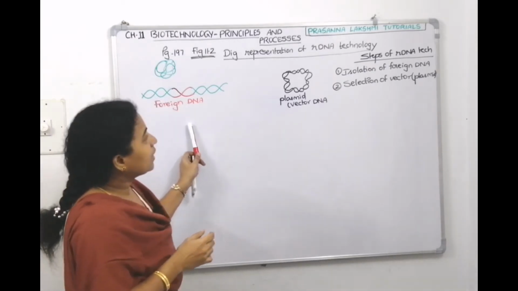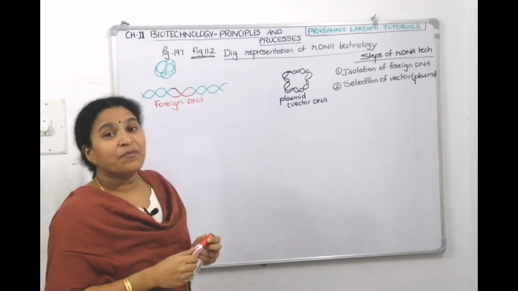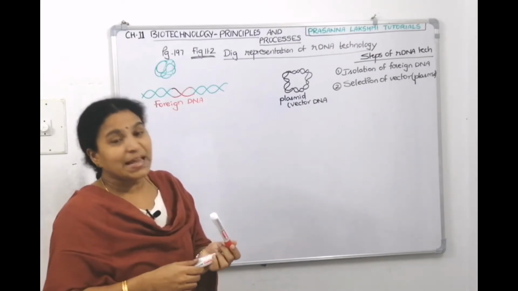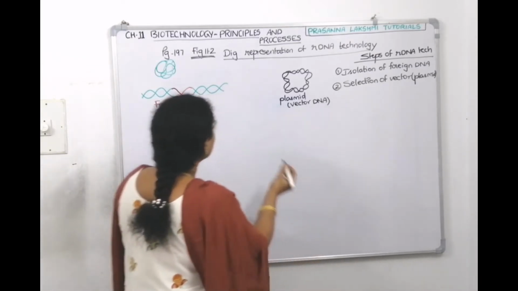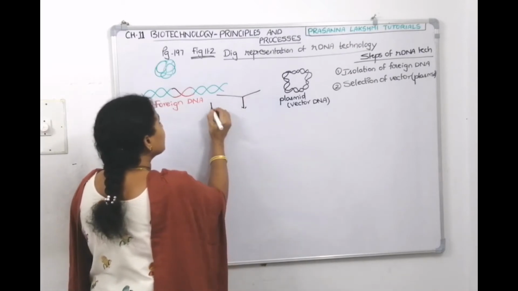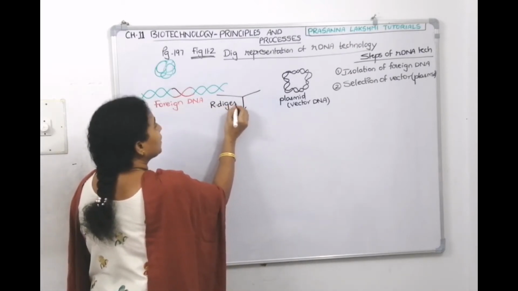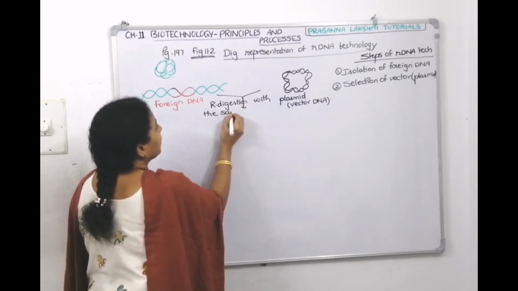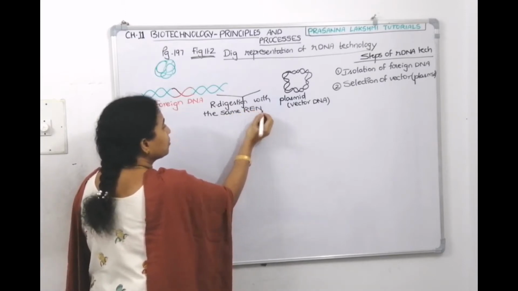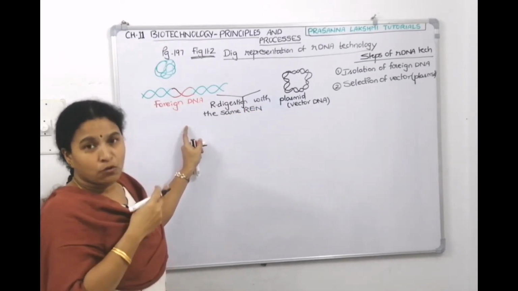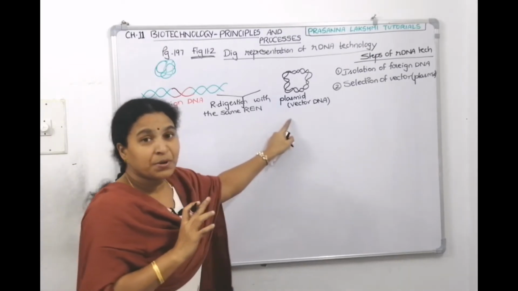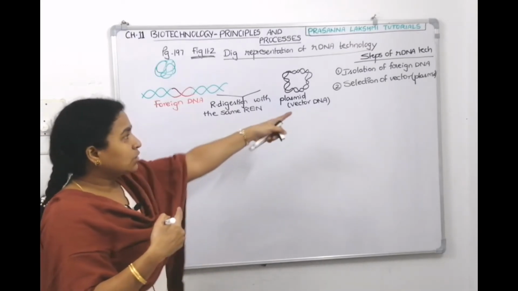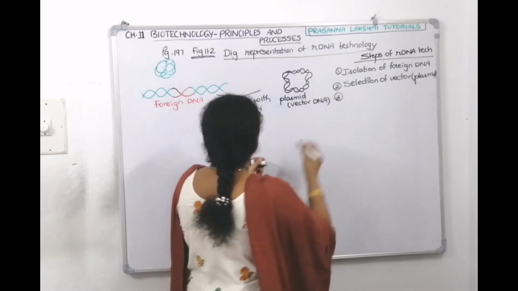So, what is the third step? You isolated the foreign DNA, you selected the vector DNA. The third step will be restriction digestion of the foreign DNA and also the plasmid DNA with the same restriction enzyme. You have to digest this with EcoR1, for example. Then you have to digest the plasmid DNA also with EcoR1. Then only you will have complementary sites so that you can join them very easily. The third step is restriction digestion.